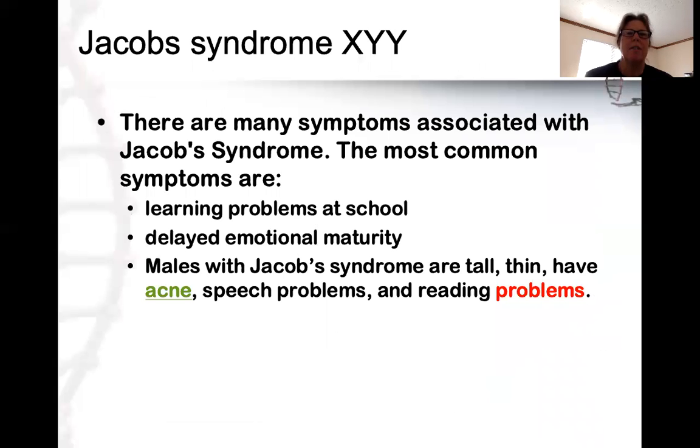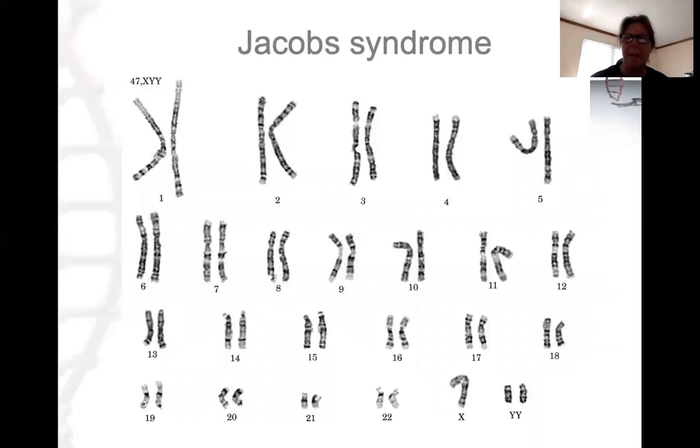We also have what's called Jacob syndrome, which is where you have two Y chromosomes. With this particular disorder, we see learning problems in these males and delayed emotional maturity. We also see that they're tall and thin. They have acne, speech problems, and reading problems, again tied to those learning disabilities. So here is a karyotype of Jacob syndrome. Notice here we have the X with the two little Y's.